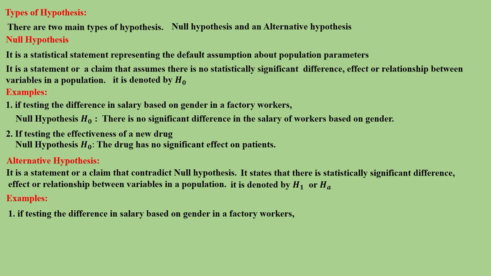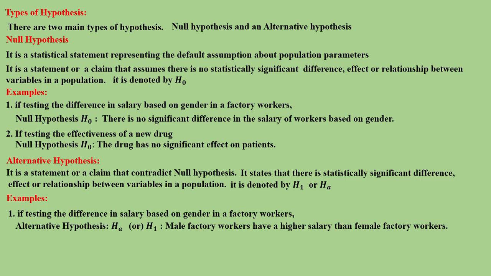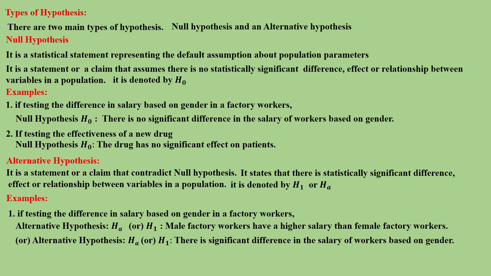If testing the difference in salary based on gender in factory workers, the alternate hypothesis is that male factory workers have higher salary than female workers, so that is the opposite. Or you can take it otherwise: female workers have higher salary than male workers. So there is a significant difference in the salary of workers based on gender. You can take it this way or that way.